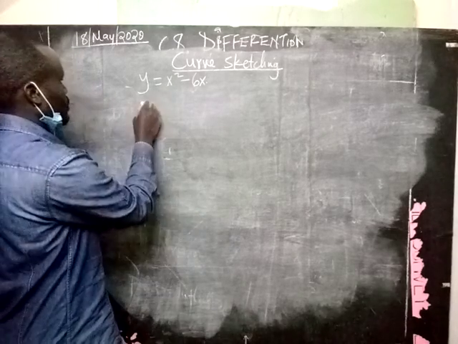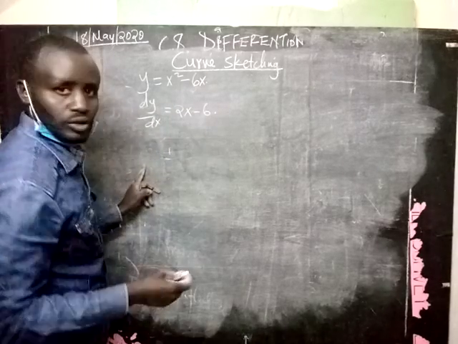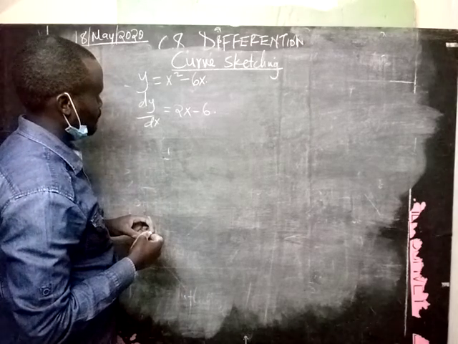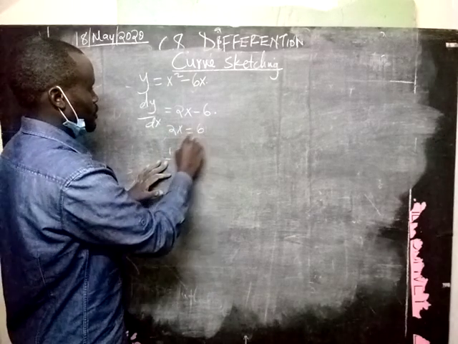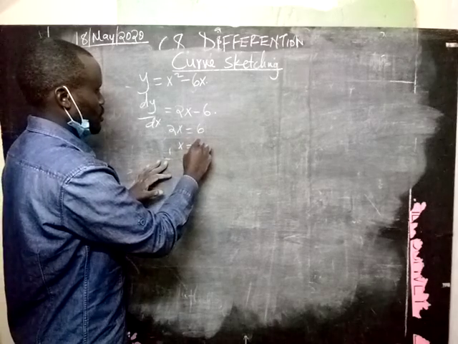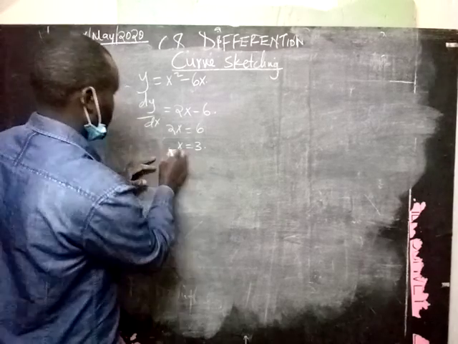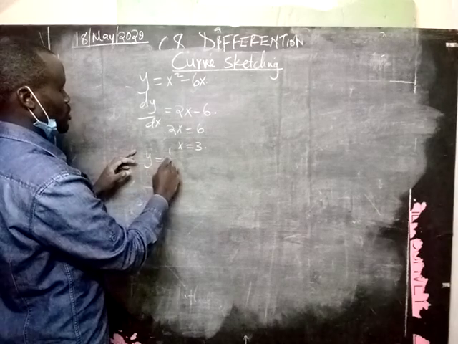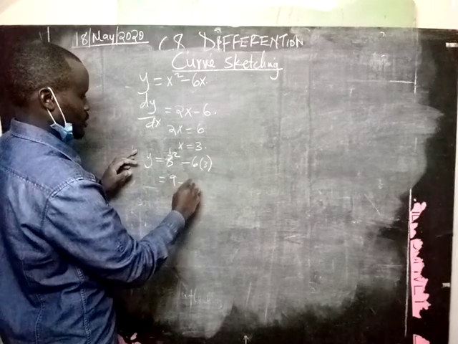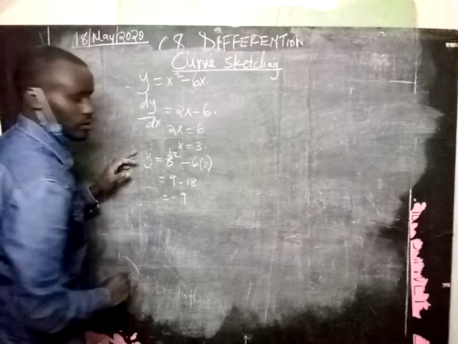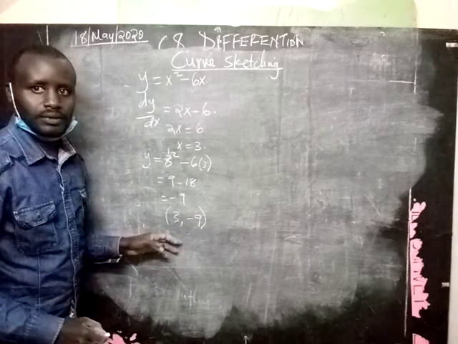So what we're going to do here is to have dy over dx equals 2x minus 6. So what is the value of x in our turning point? So we are going to say 2x equals 6. So our x is going to be 3. How about y? If x is 3, then y is going to be 3 squared minus 6 into 3. We'll have 9 minus 18. We'll have negative 9. So the turning point of this is at the point (3, negative 9). So that is our turning point.